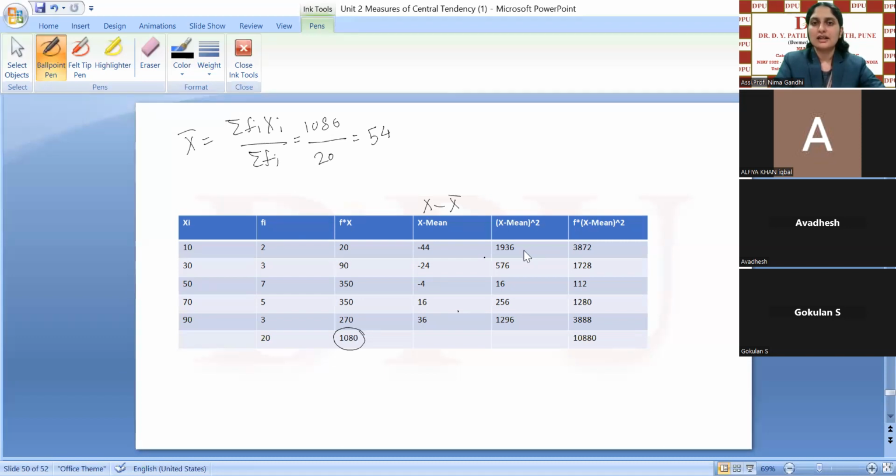So 1936 into 2 is 3872. 576 into 3 is 1728. 16 into 7 is 112. 256 into 5 is 1280, and the last one is 3888. So you need the summation of this. The summation is 10,880. So what is your formula for variance?